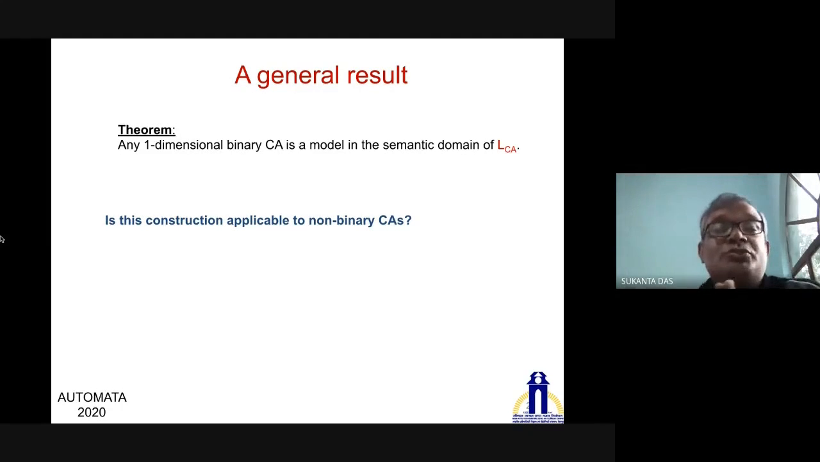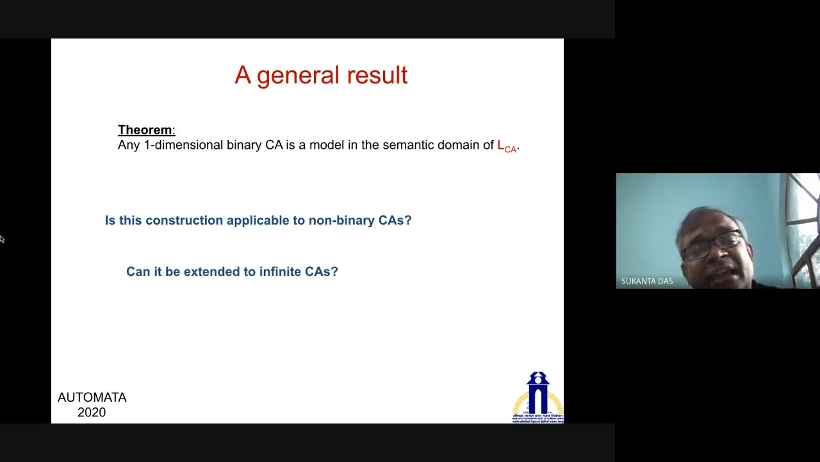So now let us conclude. The question is whether this construction is applicable to non-binary CAs. What we have shown from the start has no question of binary system. We interpreted the logic in the domain of 0 and 1 only. So the question is whether this construction is applicable to non-binary CAs.